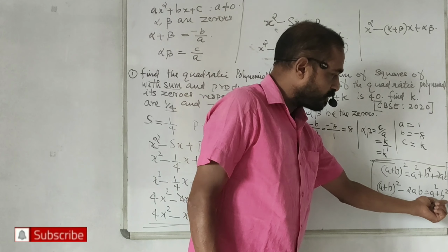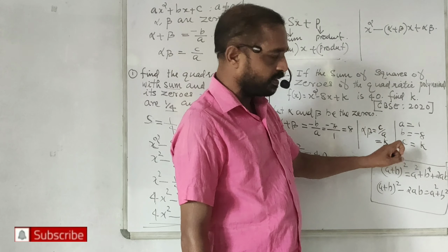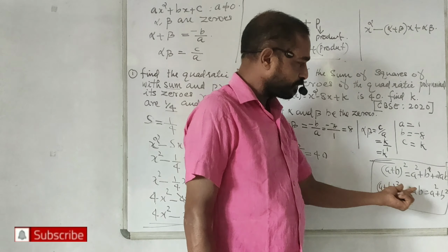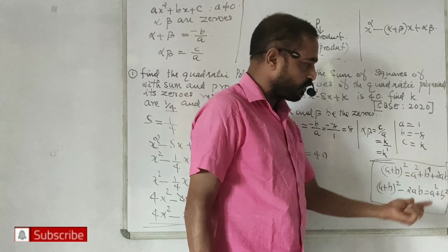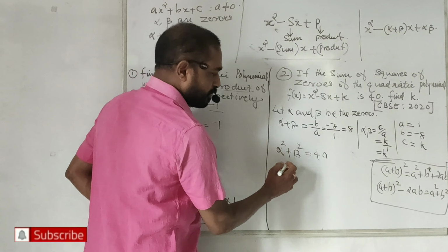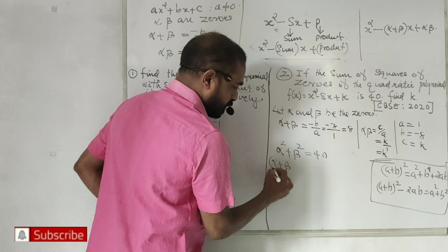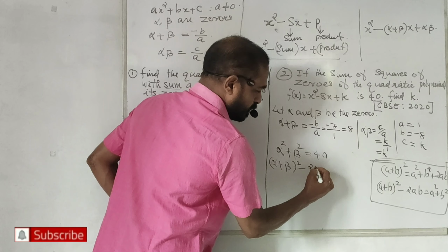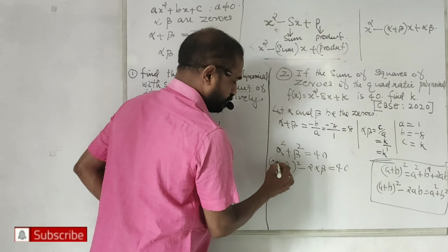So what is a square plus b square? It is (a plus b) whole square minus 2ab. You just make this identity by heart. A square plus b square is (a plus b) whole square minus 2ab. So what will be alpha square plus beta square? It is (alpha plus beta) whole square minus 2 alpha beta, that is equal to 40.